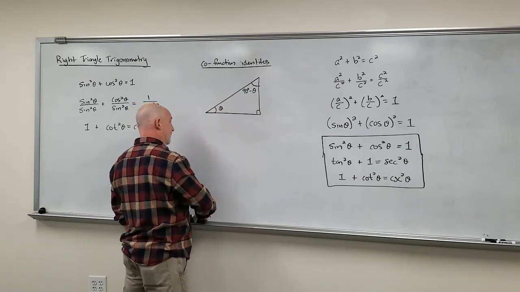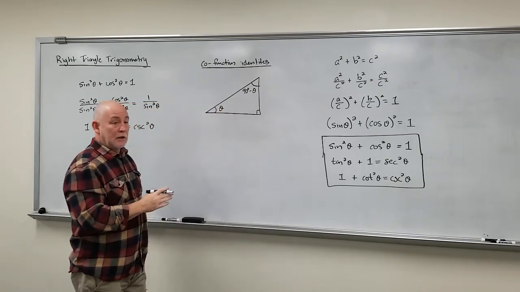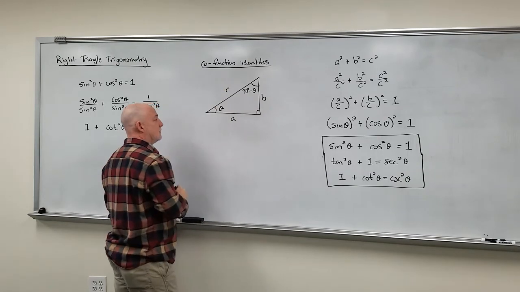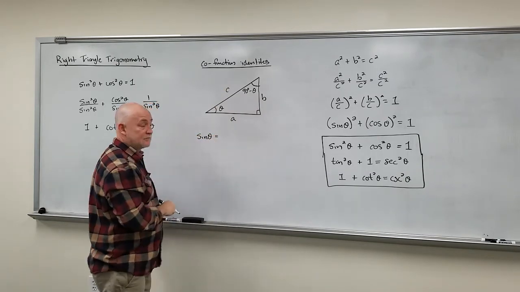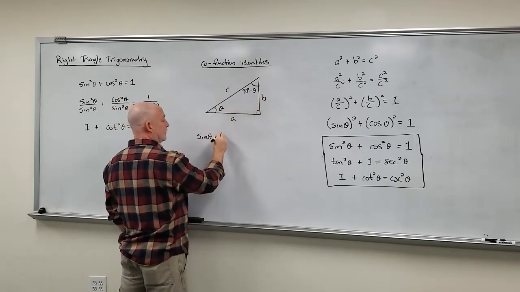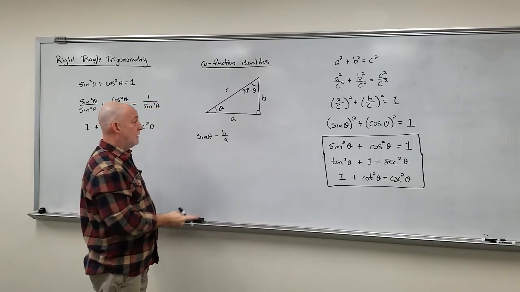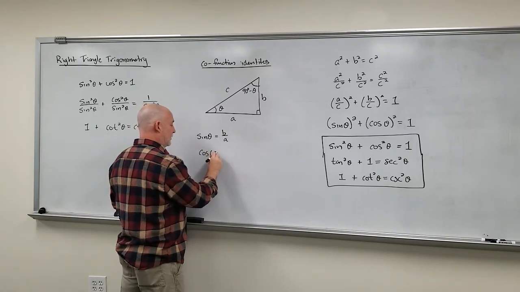We have a theta here. Now watch, I'm just going to label the sides like I've been doing today, A, B, C. If I did the sine of theta in this case, the sine of theta would be the opposite over the hypotenuse, which would be B over A.